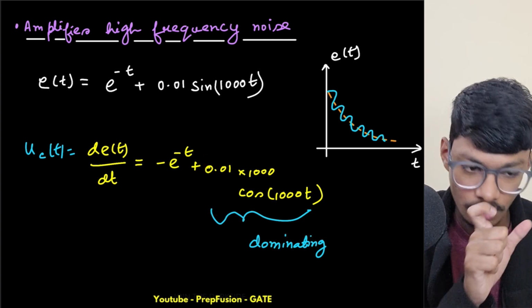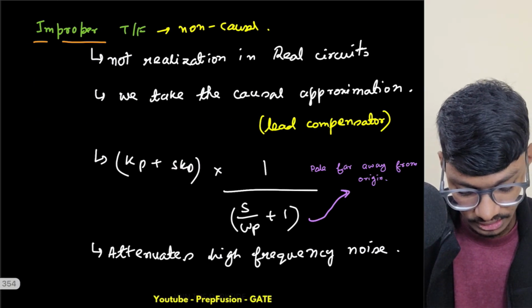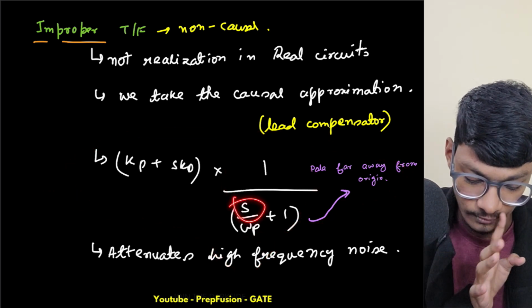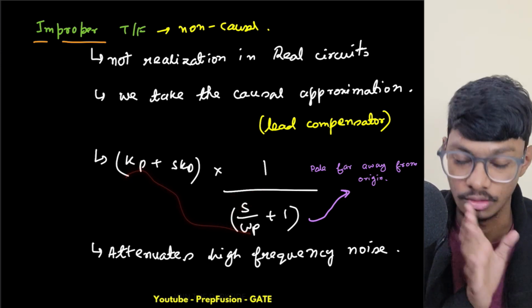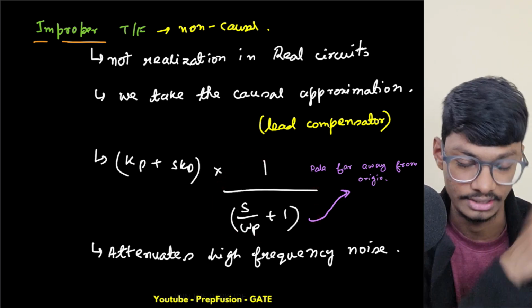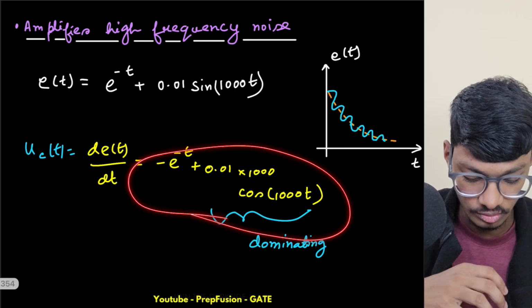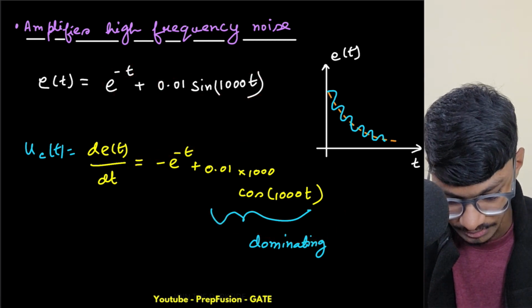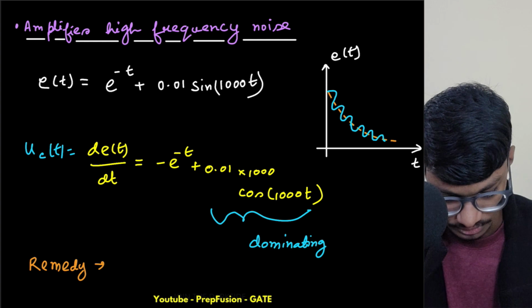So we have to pass it through a low pass filter. As I told earlier, if we use a causal approximation, this is like a low pass filter itself. At very high frequencies it gives zero gain, at low frequency it gives constant gain, so it is like a low pass filter. If we take the causal approximation of the PD controller, then we can use it. That is known as the lead compensator. If we pass it through a low pass filter, this noise will be eliminated and we will differentiate only this function. So the remedy is a low pass filter.